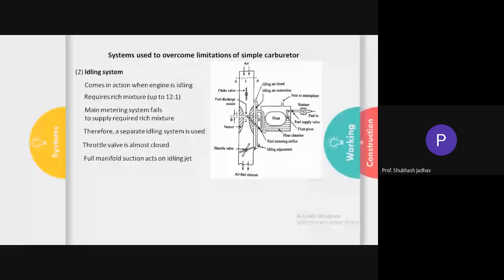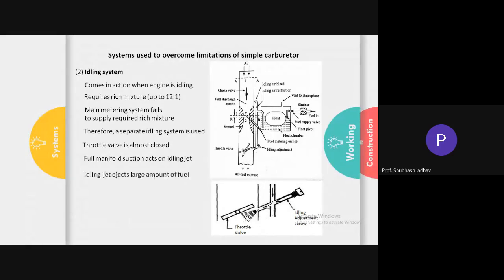So what is this doing? Full manifold suction is acting on the idling jet. म्हणजेच काय, आता जी सक्शन येत आहे हे बंद असल्यामुळे इकडे ऍक्ट होऊ शकत नाही, पण इथं ऍक्ट होत आहे. Now what is happening? Here is shown what is happening. The idling jet ejects a large amount of fuel. Fuel is coming through this. Why it is coming, we will discuss. And only a very small amount of air is coming across.